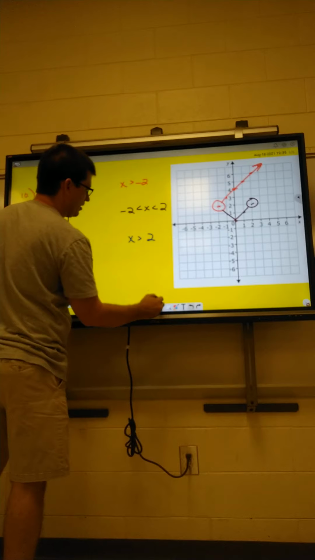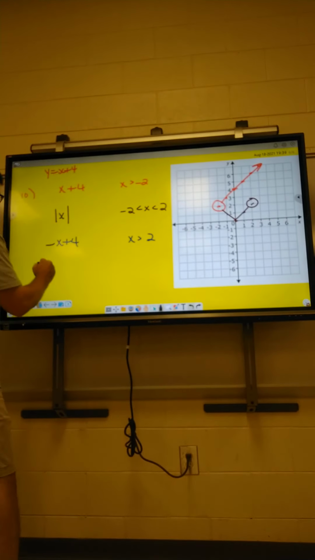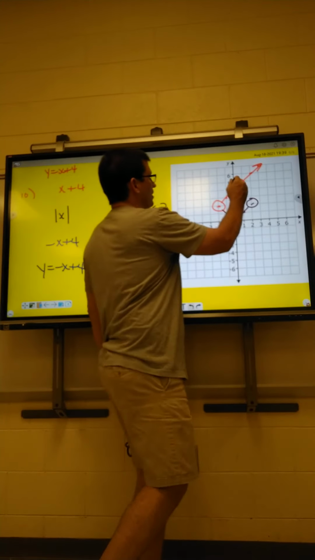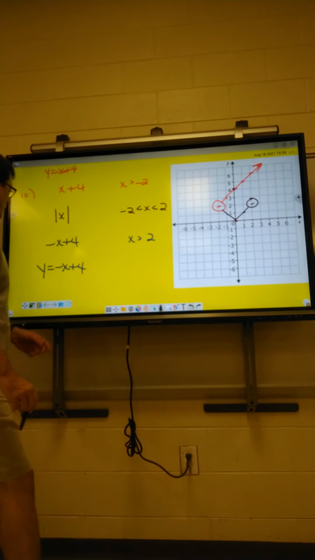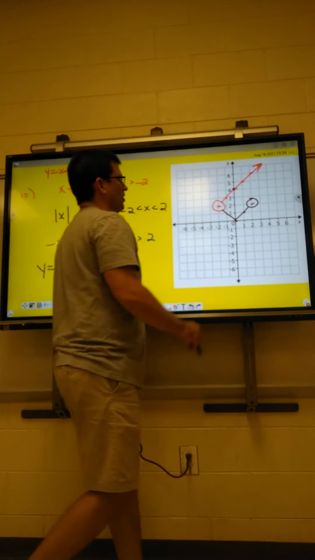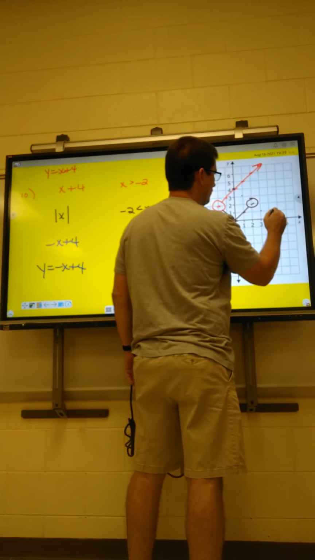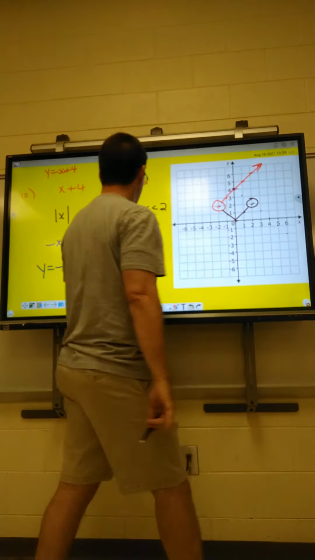Last one. This y equals negative x plus 4. So I go to 4 again. There's already a point there. And this time it's negative 1. So I go down 1 over 1, down 1 over 1. My line runs that way.